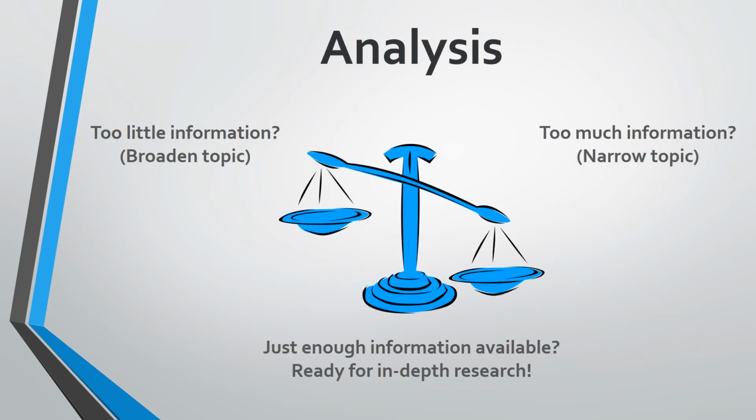After a preliminary search, you must determine one of 3 things. Is there too little information, too much information, or just enough information as required by the assignment? If there is too little or too much, the topic will need adjusting.